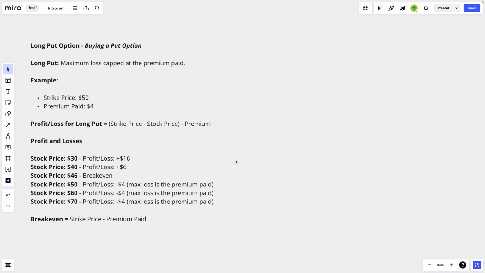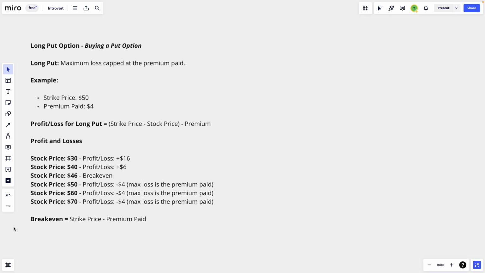With put options, you have the right, but not the obligation, to sell the stock at the strike price. The maximum that you can lose when you buy a put option is the premium that you paid. So the max we're going to lose here is $4 per share, so $400 for the entire contract. The profit and loss formula for buying a put option is the strike price minus the stock price minus the premium. The break even is the strike price minus the premium paid.